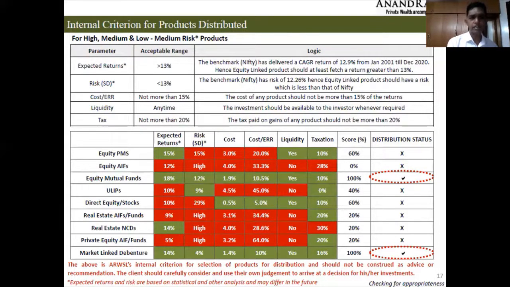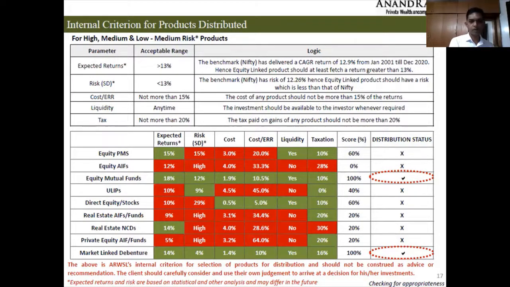So our endeavor in selecting the product is that the product should deliver returns higher than the Nifty basket. Second, sir, the risk that the product has should be lower than what the Nifty risk is. Third parameter is cost per ERR. By ERR, what we mean is the expected rate of return. So how much is the cost that goes towards generating a certain amount of return, sir? That is also an important parameter. Next is liquidity, that the product should have liquidity at any point in time. And next is the taxation, sir. It should not be more than 20%.